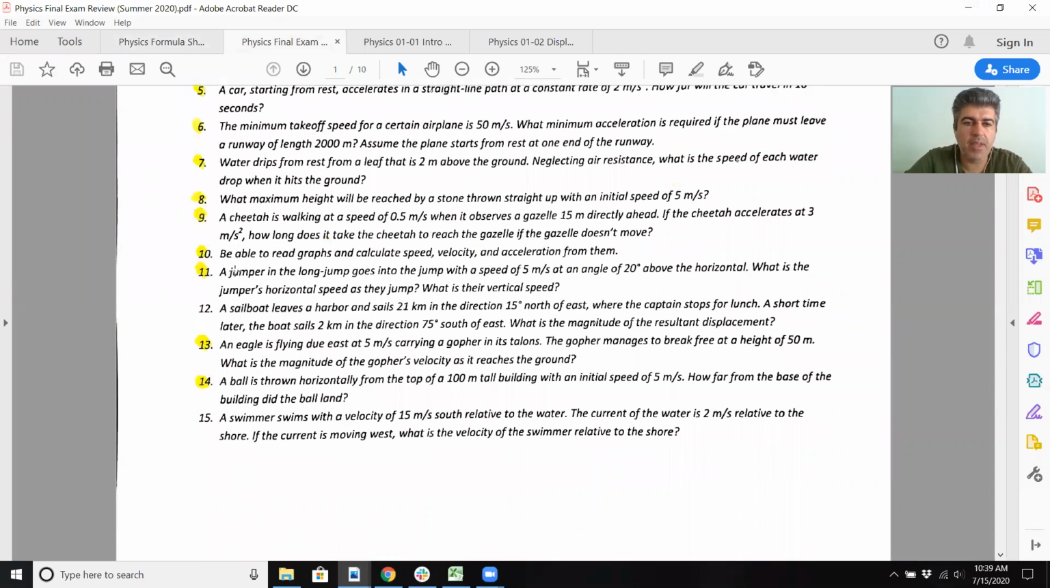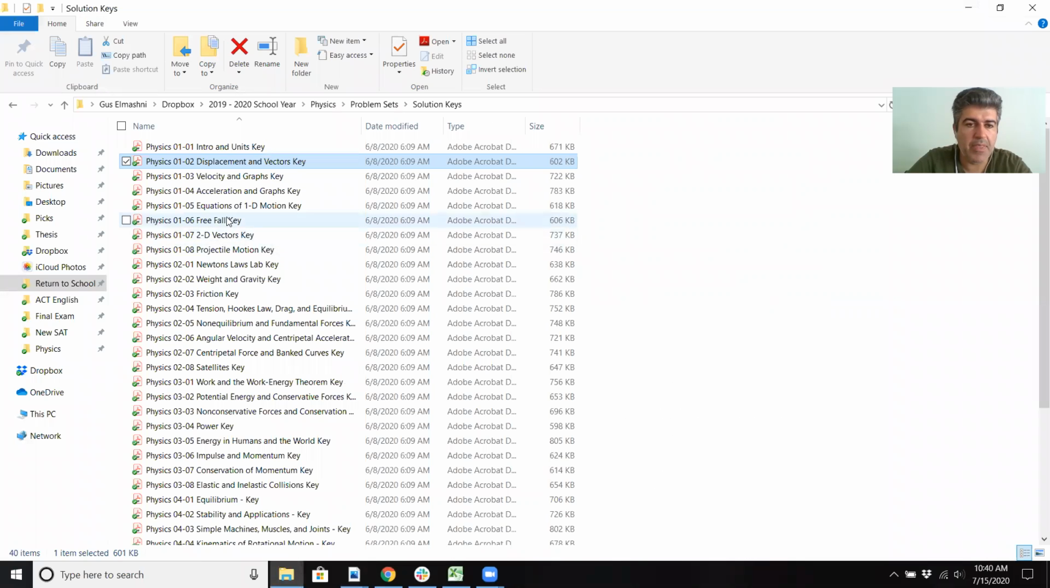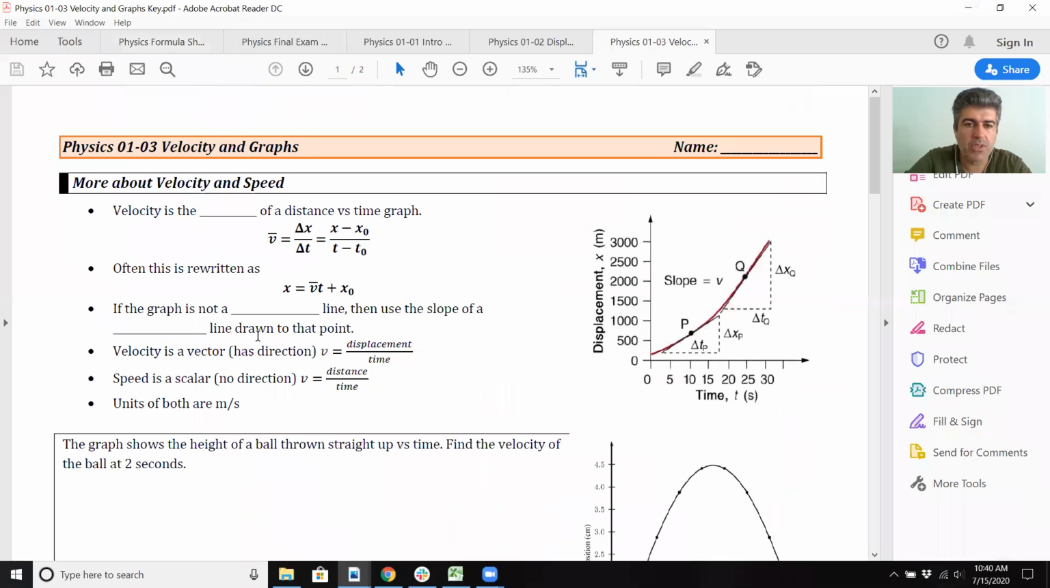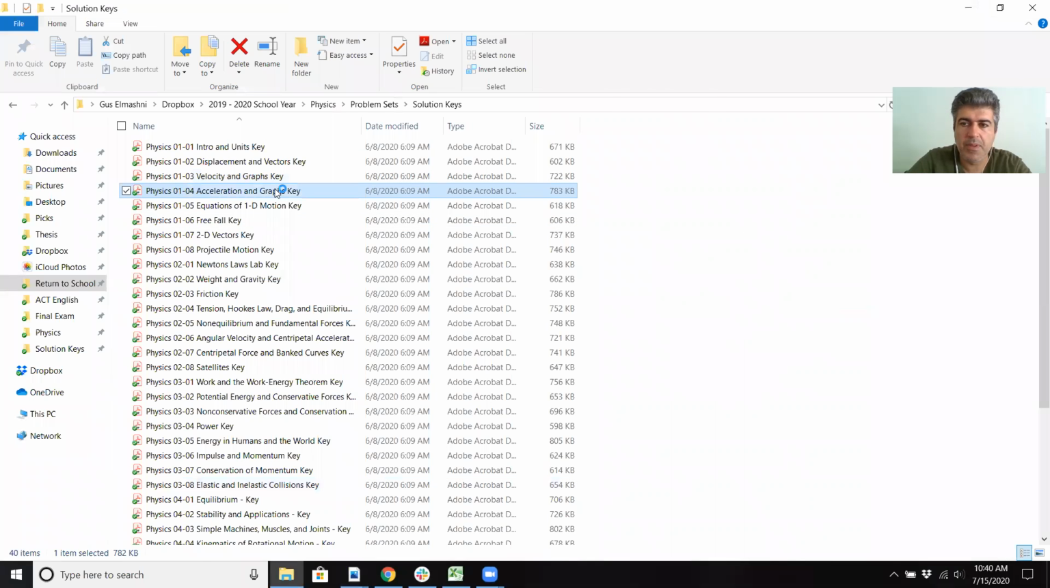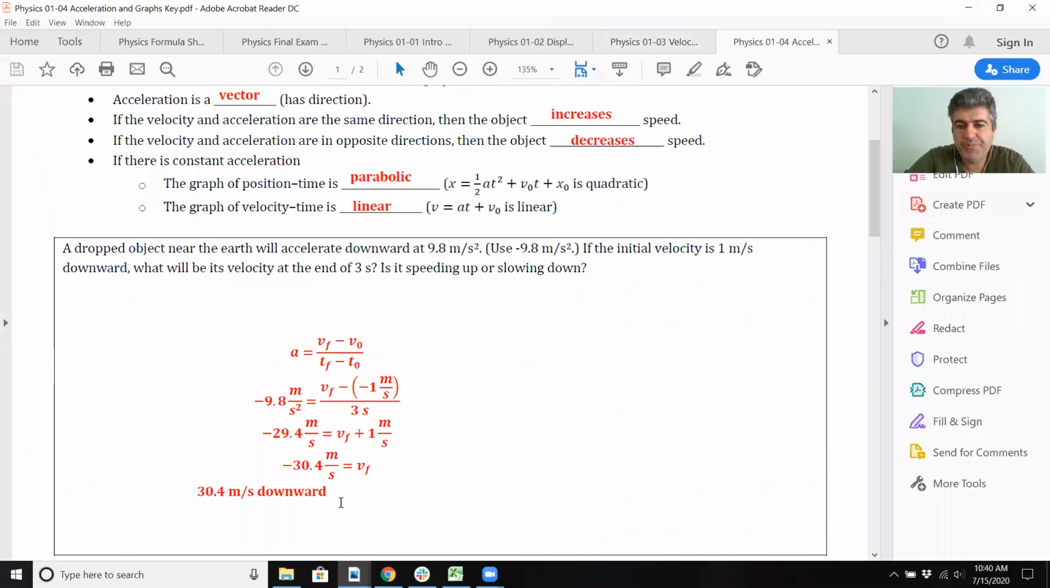For 10, be able to read graphs and calculate. Just know how to do that. And probably, again, reviewing your notes would be good. I think we did graphical stuff. Yeah, there we go, velocity and graphs. So just review your notes and make sure you're comfortable with understanding all that stuff there.